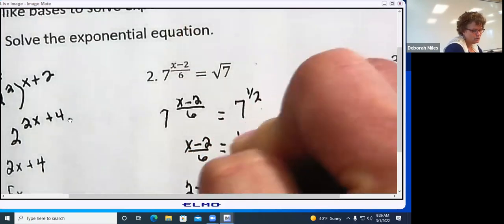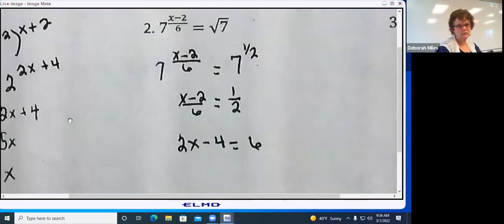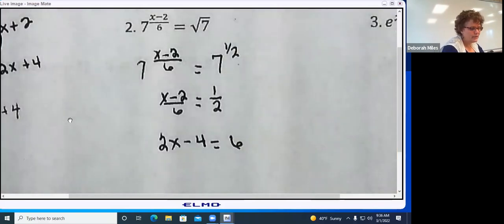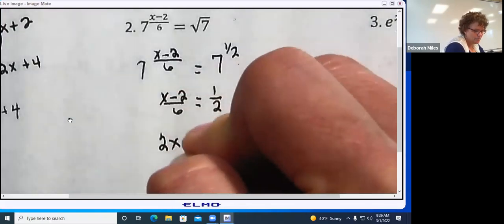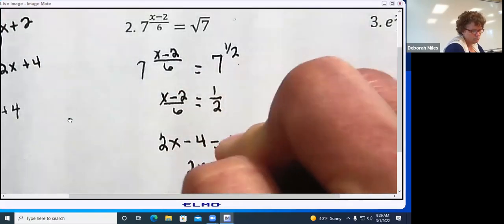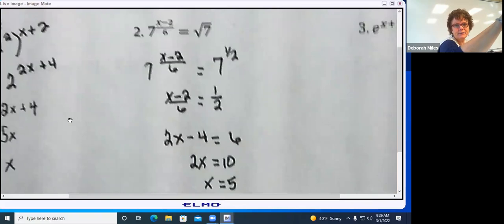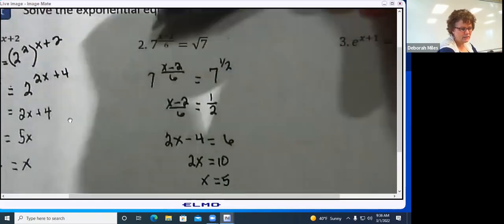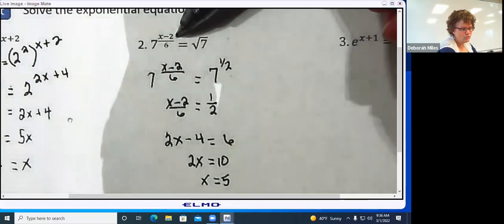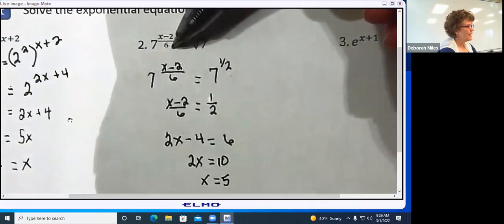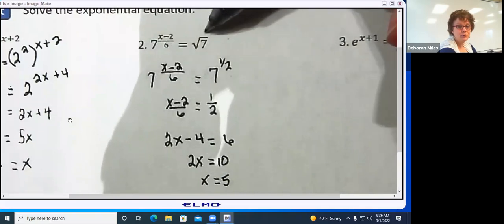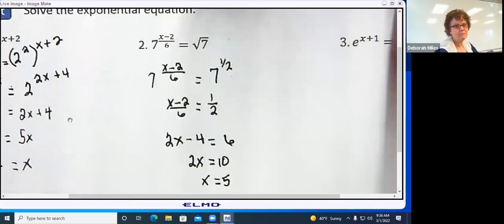2 times x minus 2 is 2x minus 4. 6 times 1 is 6. And once again, we're just solving a linear equation. This one's a little bit easier to check than the first one. If you let x be 5, 5 minus 2 is 3, 3/6 is a half, and a half is the same root. A half as an exponent is the same thing as square root.